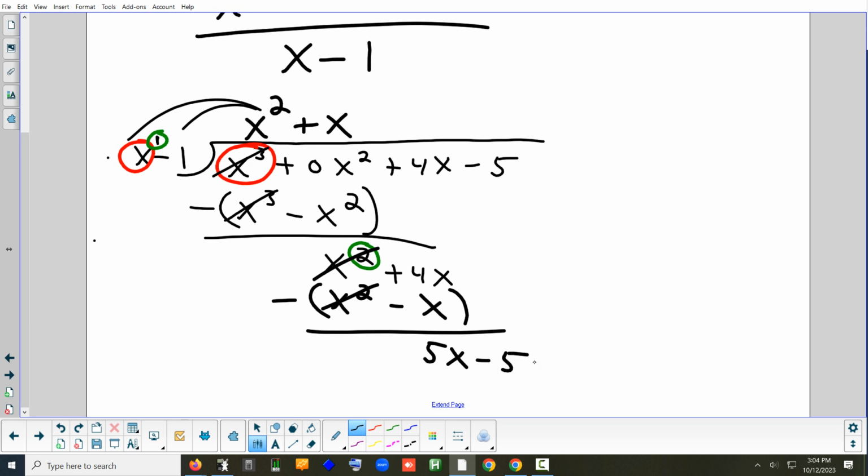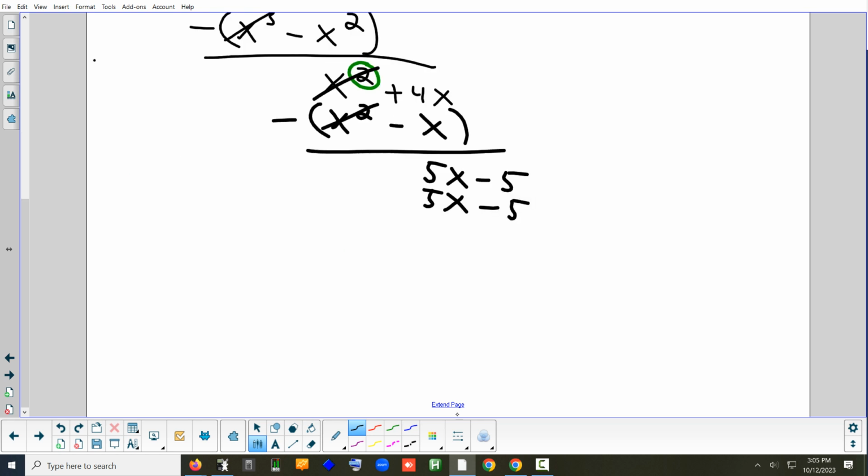Okay, so we have to go one more time, and this will be the last time. What's 5x divided by x? 5. Now multiply the 5 back out. 5 times x is 5x. We kind of already know what's going to happen here. What's 5 times negative 1? Negative 5. Subtract. What's 5x minus 5x? 0. And what's negative 5 minus negative 5? 0. So we get a remainder of 0.